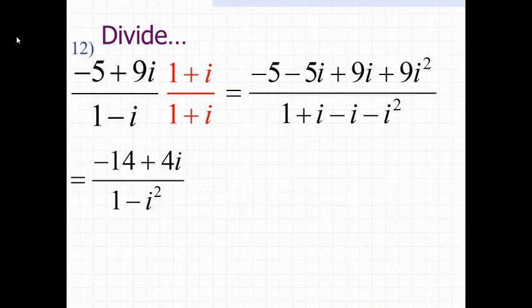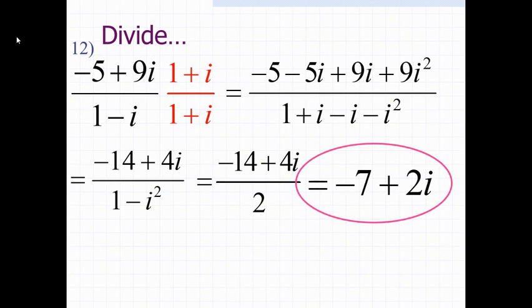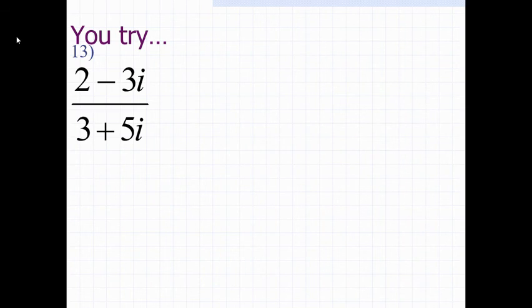And then in the bottom, we have 1 minus i squared. Well, i squared is negative 1. So we get negative 14 plus 4i over 2. Well, we can simplify this further. Please notice that we divide both the 14 and the 4i by 2. Okay, we're going to try this again. All right, so again, what is our conjugate going to be?